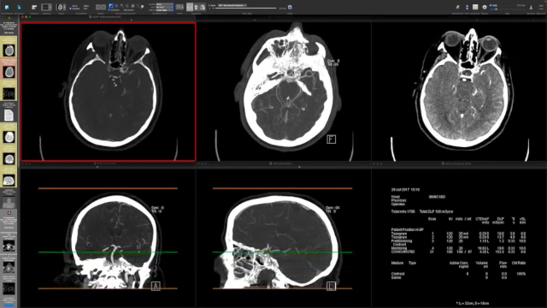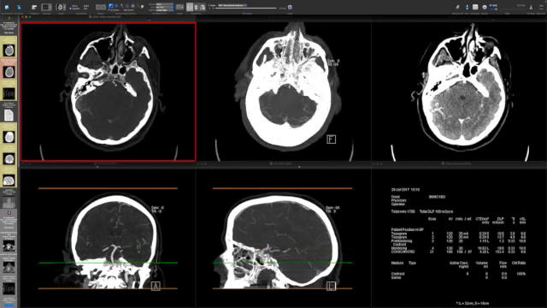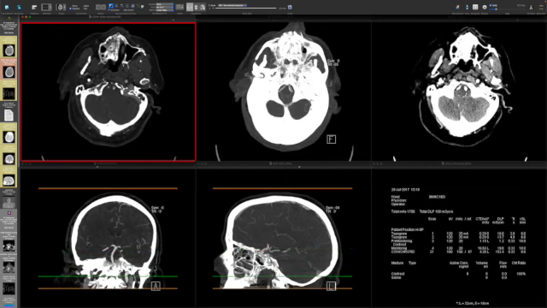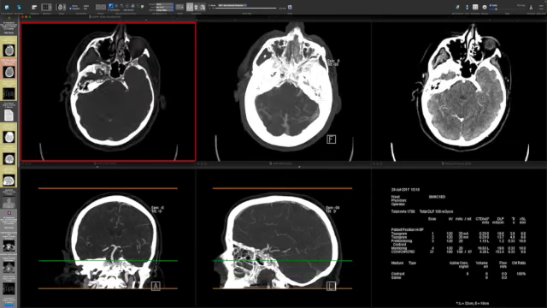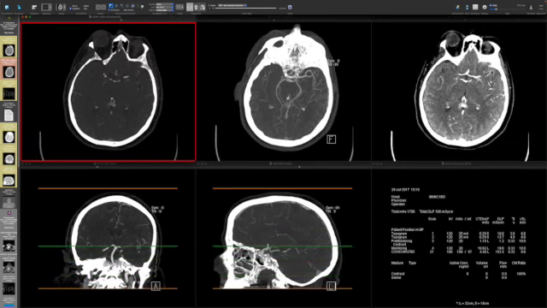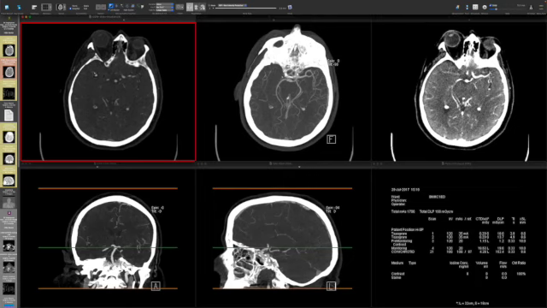So the impression here is occlusion of the entire visualized portions of the right internal carotid artery from the distal cervical segment all the way through the terminus, with apparent occlusion of the proximal portions of the right middle cerebral artery.